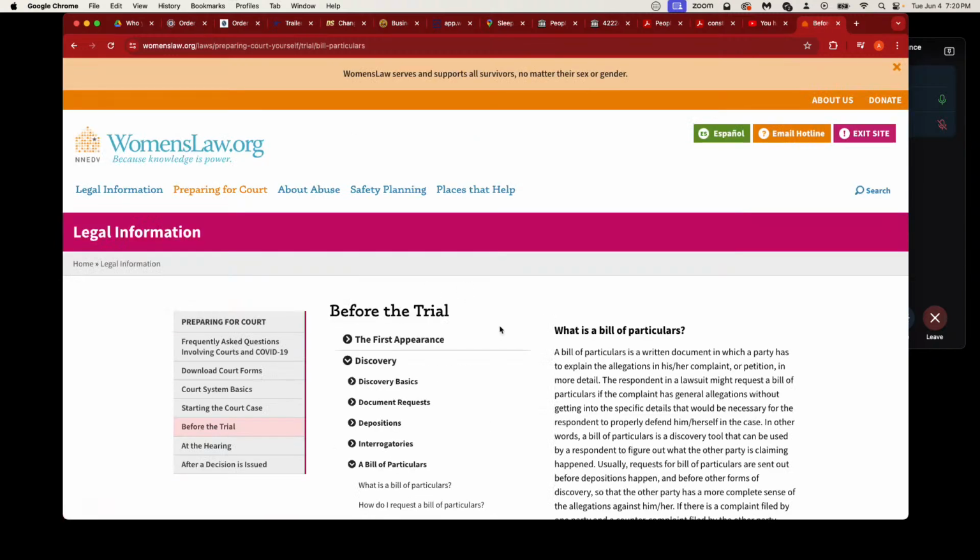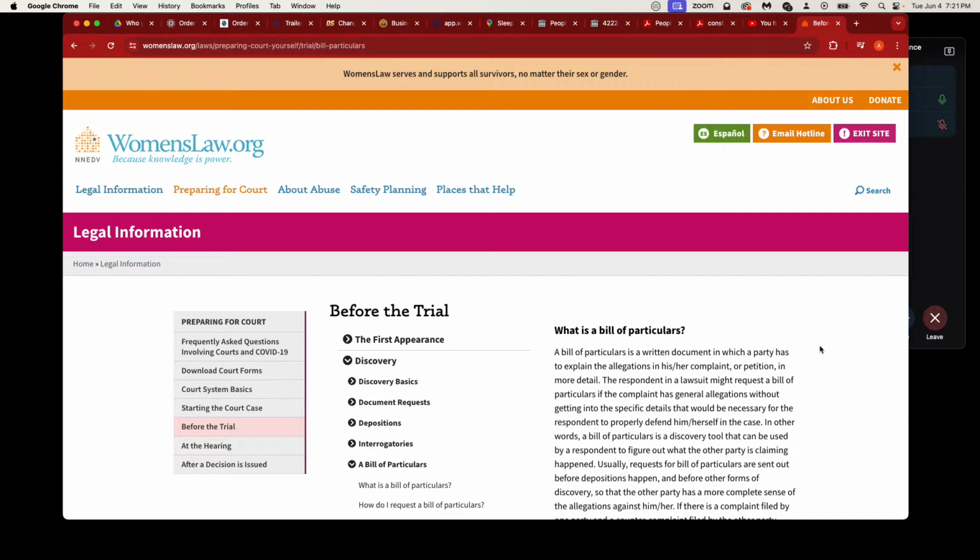It said a bill of particulars is a written document in which a party has to explain the allegation in his or her complaint or petition in more detail. The respondent in a lawsuit might request a bill of particulars if the complaint has general allegations without getting into the specific details that would be necessary for the respondent to properly defend him or herself in the case. In other words, a bill of particulars is a discovery tool that can be used by a respondent to figure out what the other party is claiming happened.